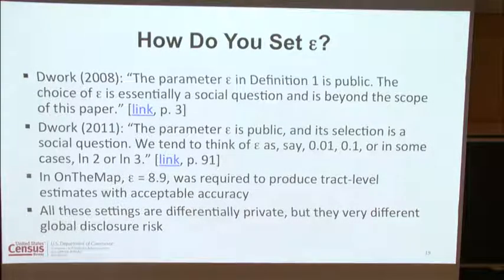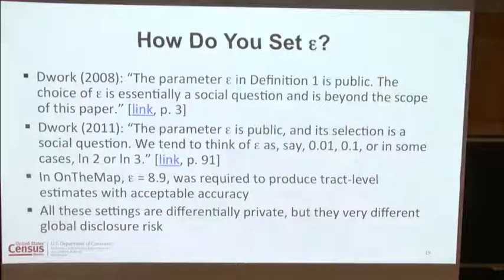When we actually implemented this, the Census Bureau was the first agency in the world to implement a differentially private system in production. We used an epsilon of 8.9, which compared to what's being done by Apple and Google doesn't look so bad anymore. It does have a failure rate of 1 in a million, okay?